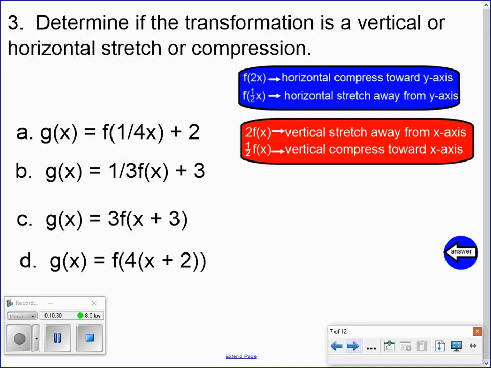And we have this +2 on the outside. If you recall from 2 videos ago, adding or subtracting on the outside was a translation. So what we have here is a horizontal stretch and moved up 2. So we have 2 transformations that are happening here. If we look at B, we notice the number's on the outside. So this would be vertical. Because it's a fraction, we know that it's a vertical compression. So we have a vertical compression and it moved up 3.